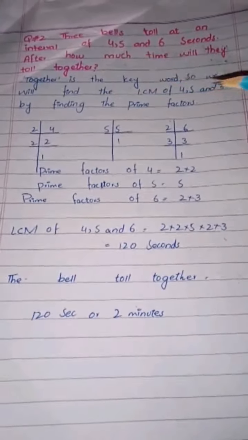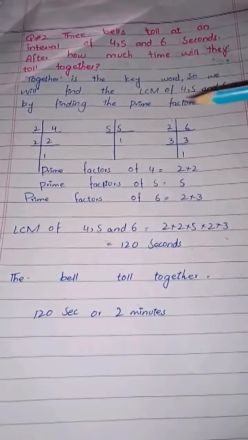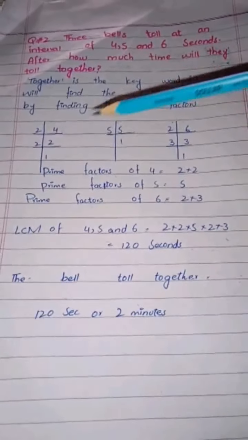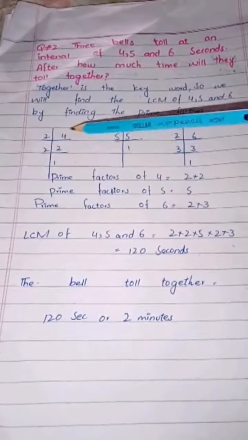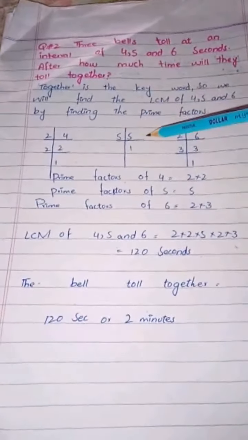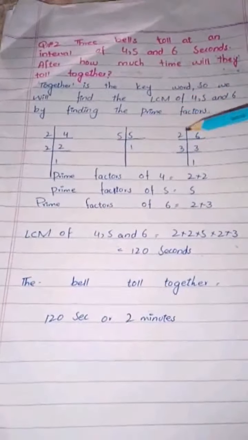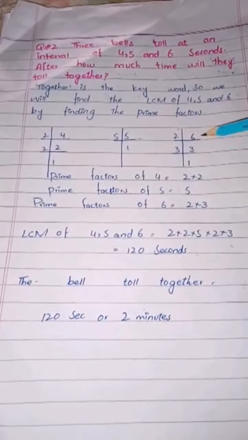So we will find the LCM of 4, 5 and 6 by finding the prime factors. First we find the prime factors of 4, 5 and 6. Prime factors of 4: 2 2s are 4, 2 1 is 2. Prime factors of 5: 5 1 is 5. Prime factors of 6: 2 3s are 6, 3 1 is 3.